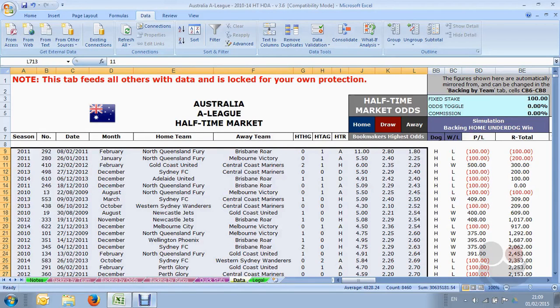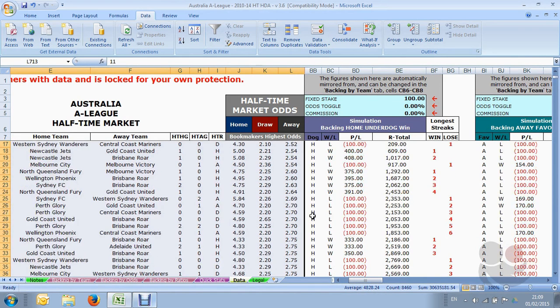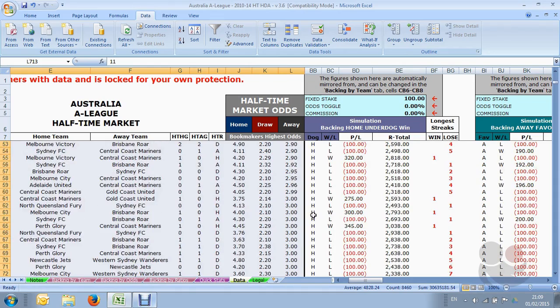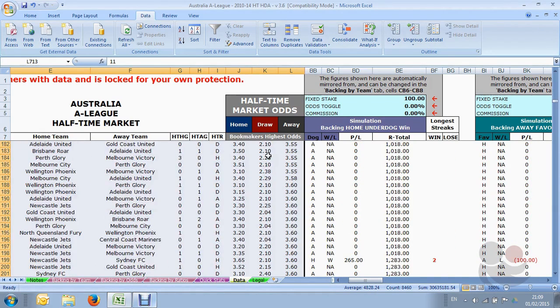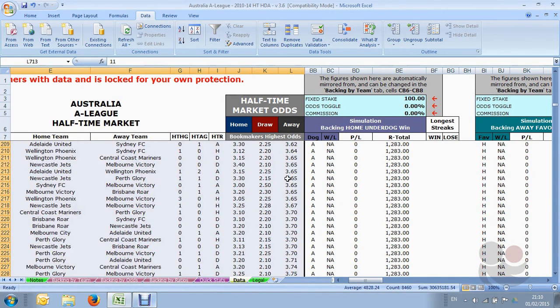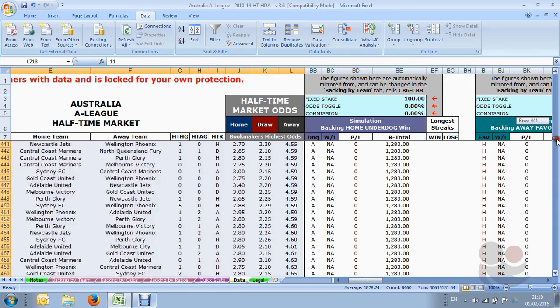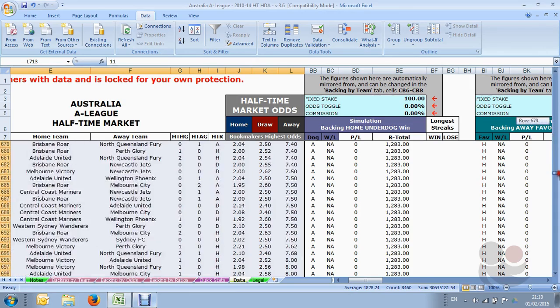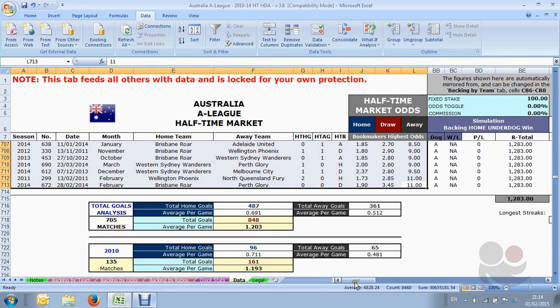Okay, we're back in the Australian A-League half-time market, and this time we are backing the home underdog win. We've just had a look at the away underdog in the previous video, and I've already pre-prepared this table by sorting the data. This time I've sorted it by the away odds, and we can see straight away that this system has brought over 5 seasons a profit of 1,283 units. Sorting by the away odds is purely a personal preference.